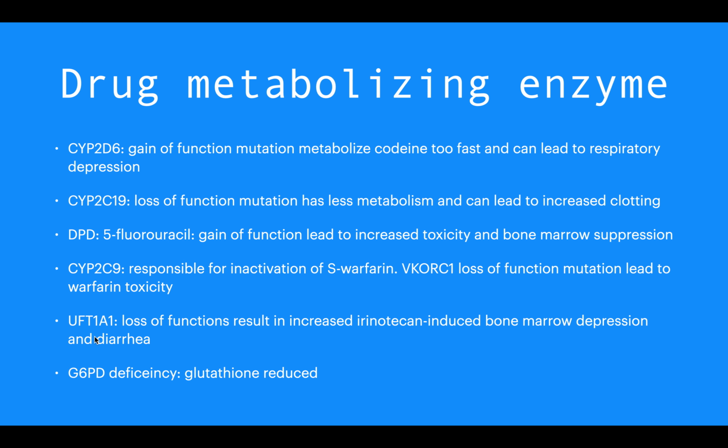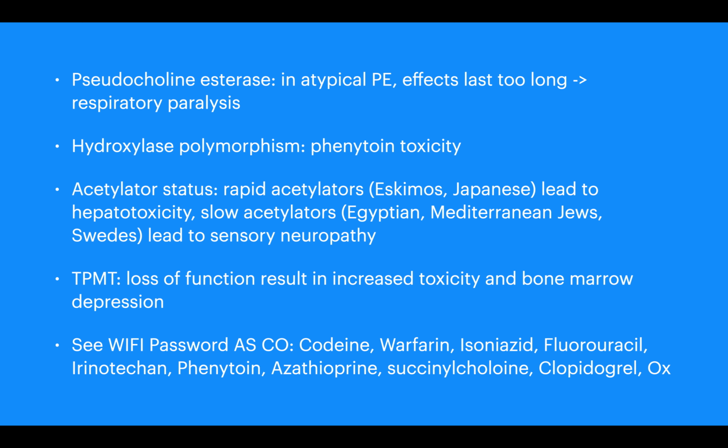UGT1A1 is a loss of function, and G6PD deficiency is a loss of function. Glutathione is reduced, leads to hemolysis. So these are the important ones because these are the most common mutations. So to continue, pseudocholinesterase mutations, usually in an atypical PE, the effects are going to be too long, and it leads to respiratory paralysis. The hydroxylase polymorphism leads to phenytoin toxicity.